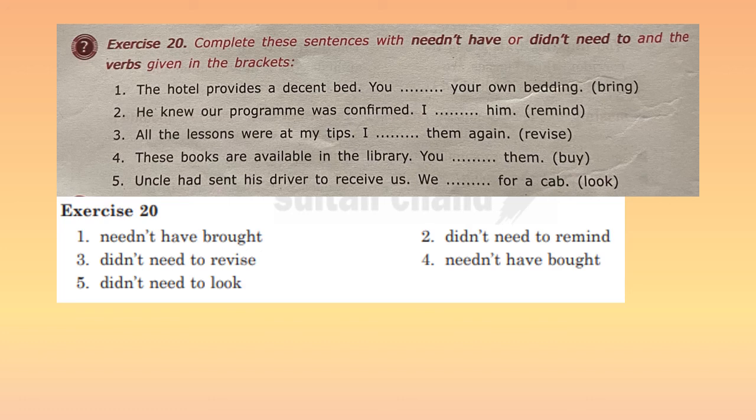On the basis of this understanding, let's do exercise 20. Complete these sentences with needn't have or didn't need to and the verbs given in the brackets. The hotel provides a decent bed. You needn't have brought your own bedding. Bring is already given here. So you needn't have brought. Other sentences you can fill in yourself because the answers are already provided.